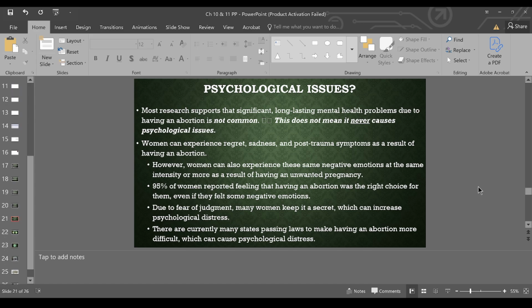Then you have the issues, of course, all the college issues, most research supports. You have other ones where a woman can experience regret and sadness. That's what this basically talks about, with all the percentages related to that. So that's what this slide is about.